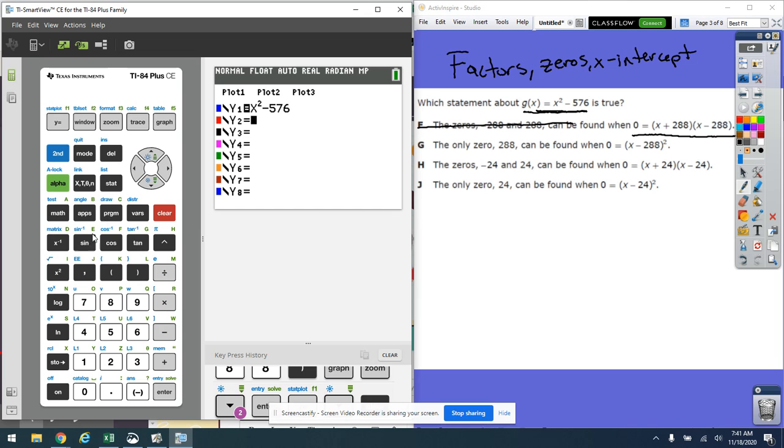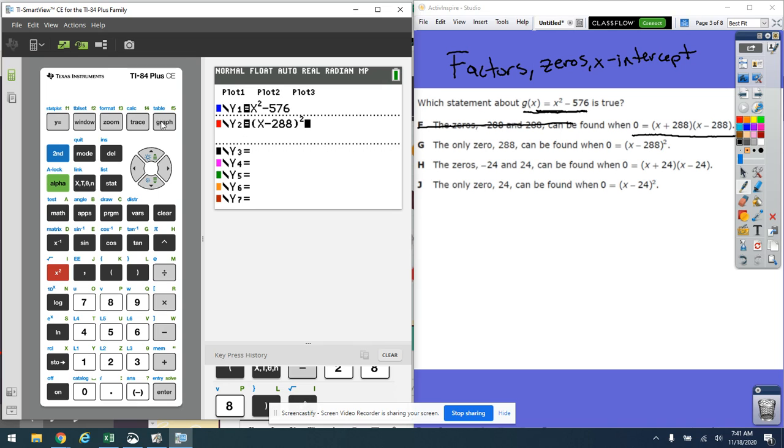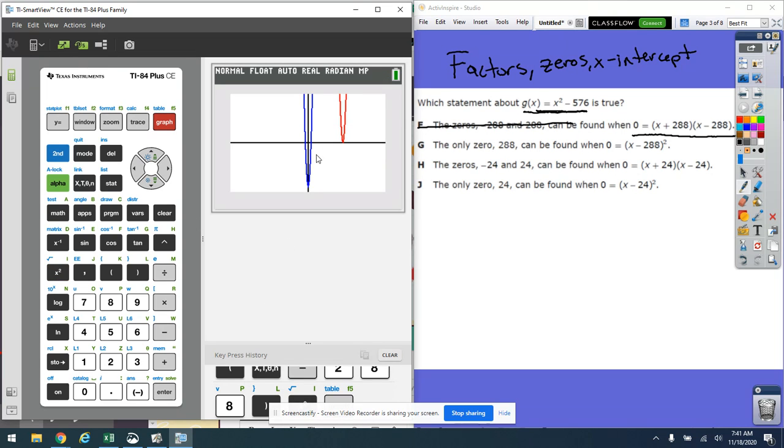So like I said, this is all just a process of elimination to get these questions right. X minus 288, and it has a little 2 up here, so make sure I recognize that. Squared, and then graph. Now, first equation, second equation. So again, it doesn't match up. We're saying which one is true, so it's not this one.